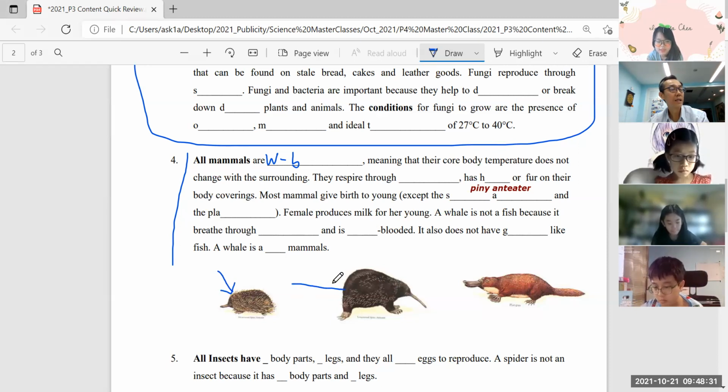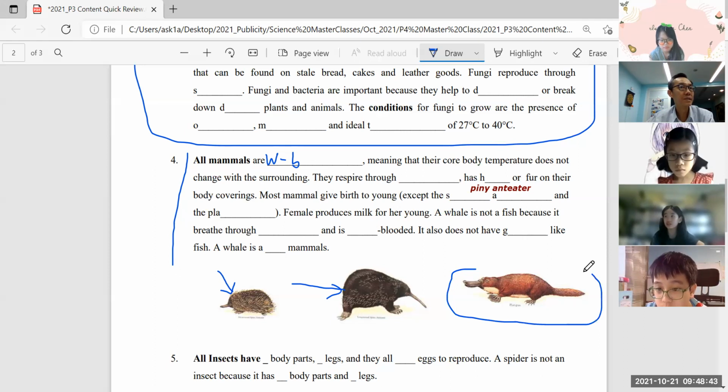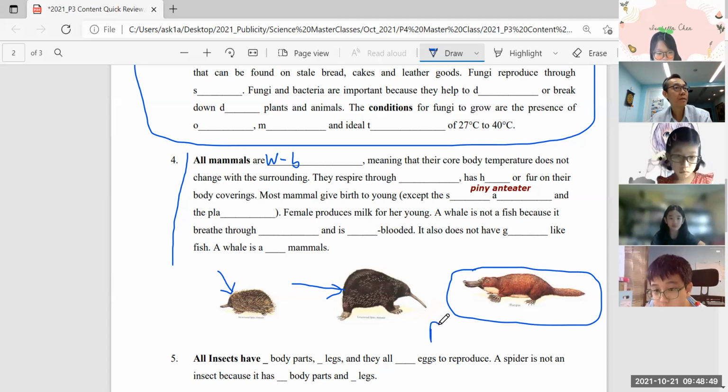This is a what? Animal next. Oh, correct. So they are different. This is a bigger size one. Okay, spiny anteater. This is a platypus. Okay, this is a platypus. So later you spell the word platypus.